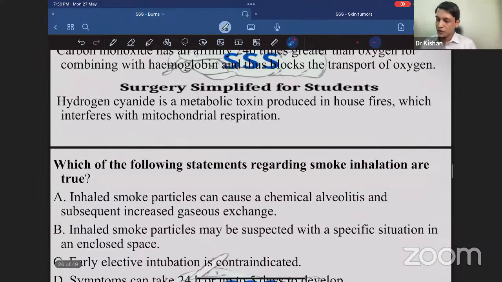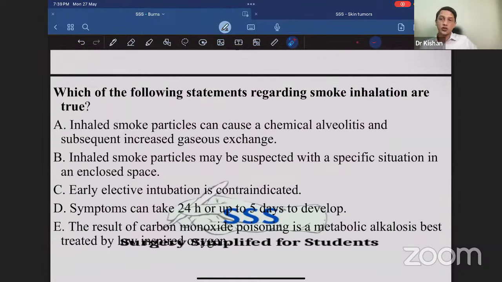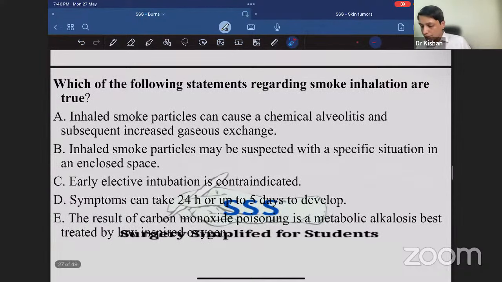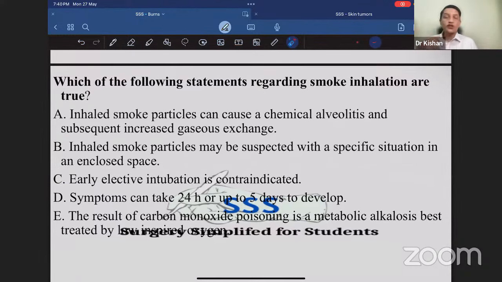Another question for you. Which of the following statements regarding smoke inhalation is true? Again, a PG type of question. Please try to answer. A: Inhaled smoke particles can cause a chemical alveolitis and subsequent increased gaseous exchange. B: Inhaled smoke particles may be suspected with a specific situation in an enclosed space. C: Early elective intubation is contraindicated. D: Symptoms can take 24 hours up to 5 days to develop. E: The result of carbon monoxide poisoning is a metabolic alkalosis, best treated by low inspired oxygen.